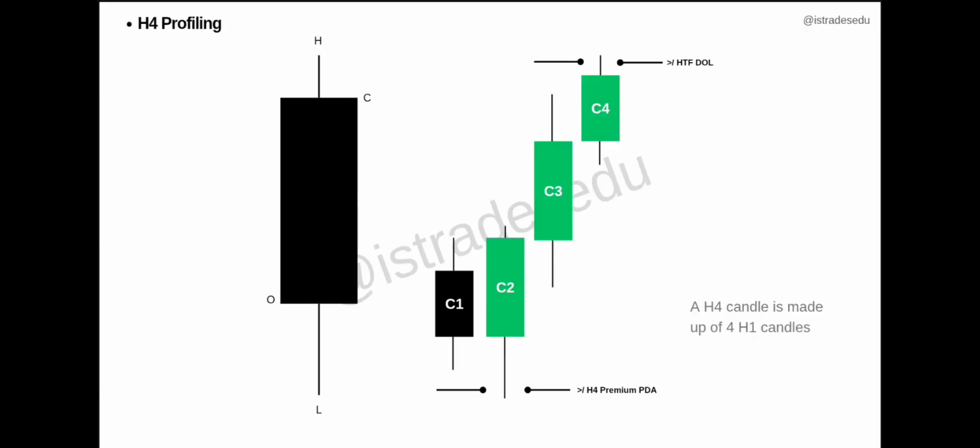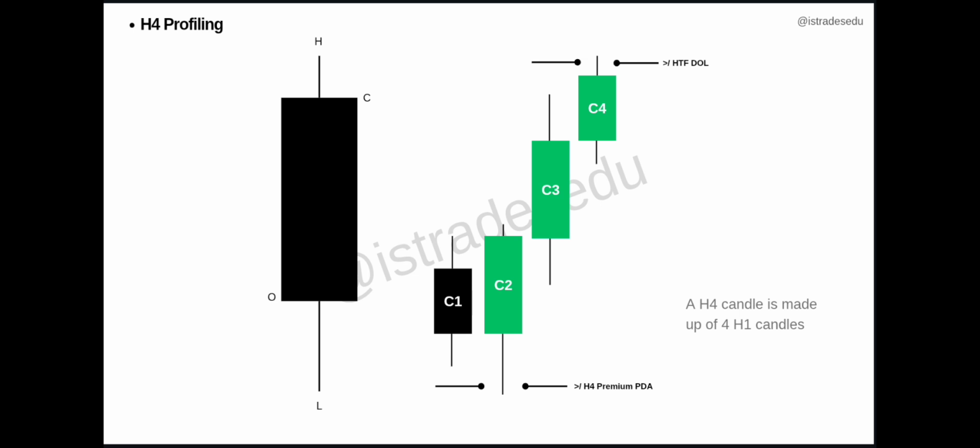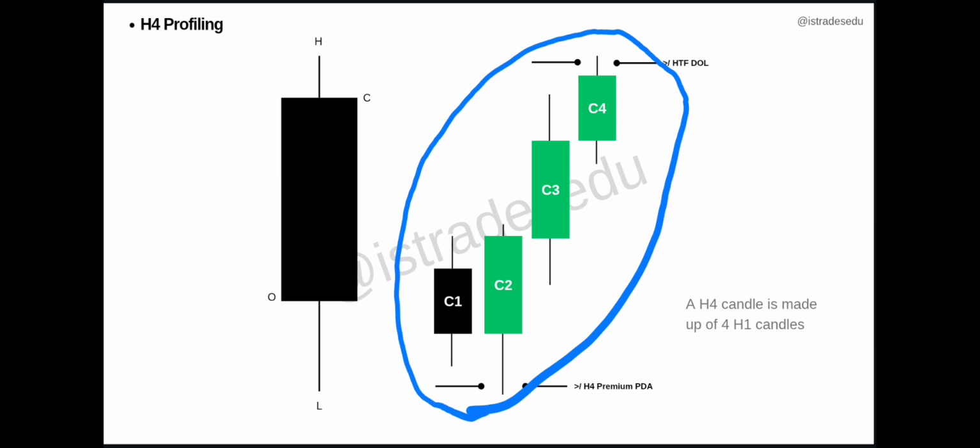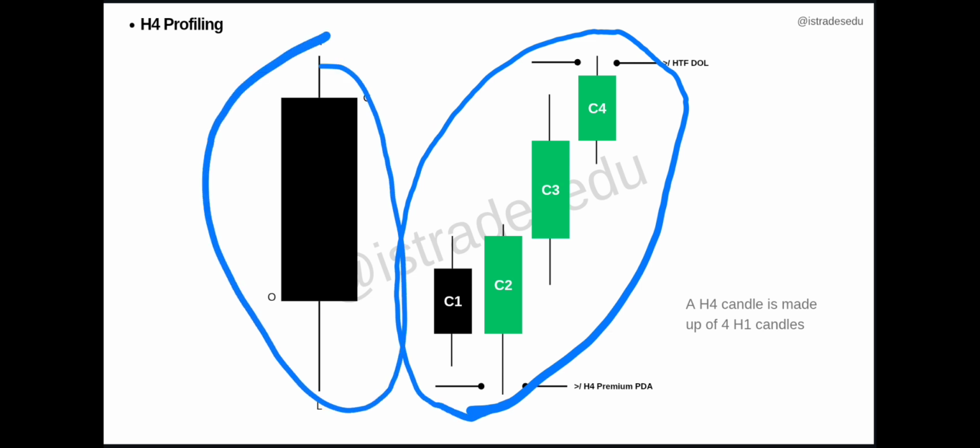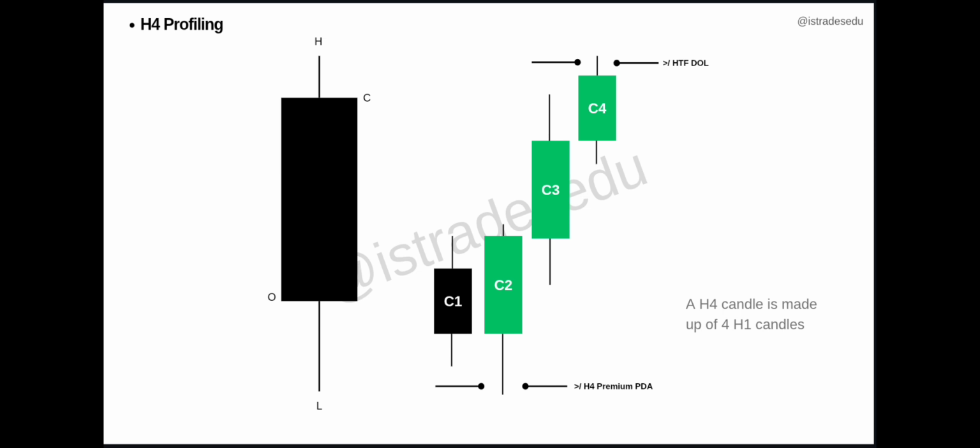H4 profiling. An H4 candle has four 1 hour candles inside. So these are the four 1 hour candles that this one H4 candle is made up of. What you want to do is go to your 1 hour time frame to mark out these levels. So here's an example.